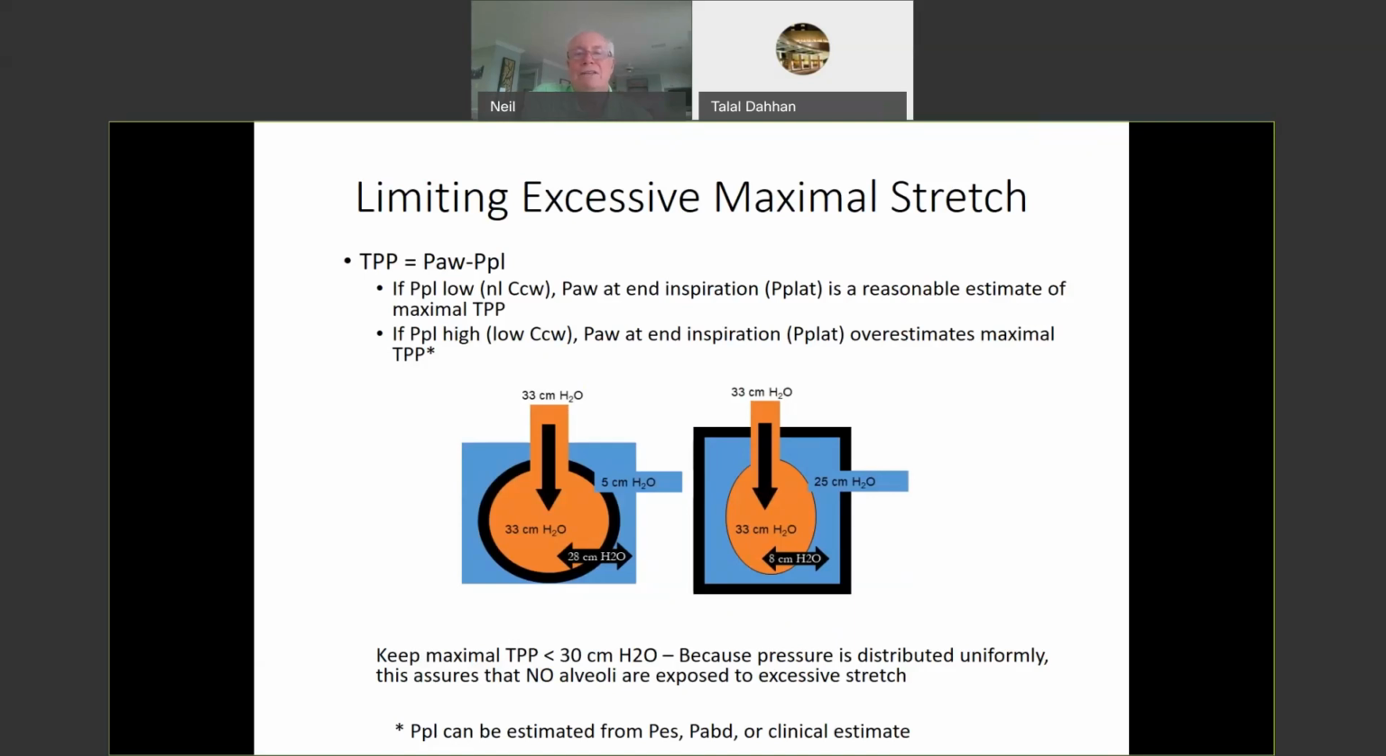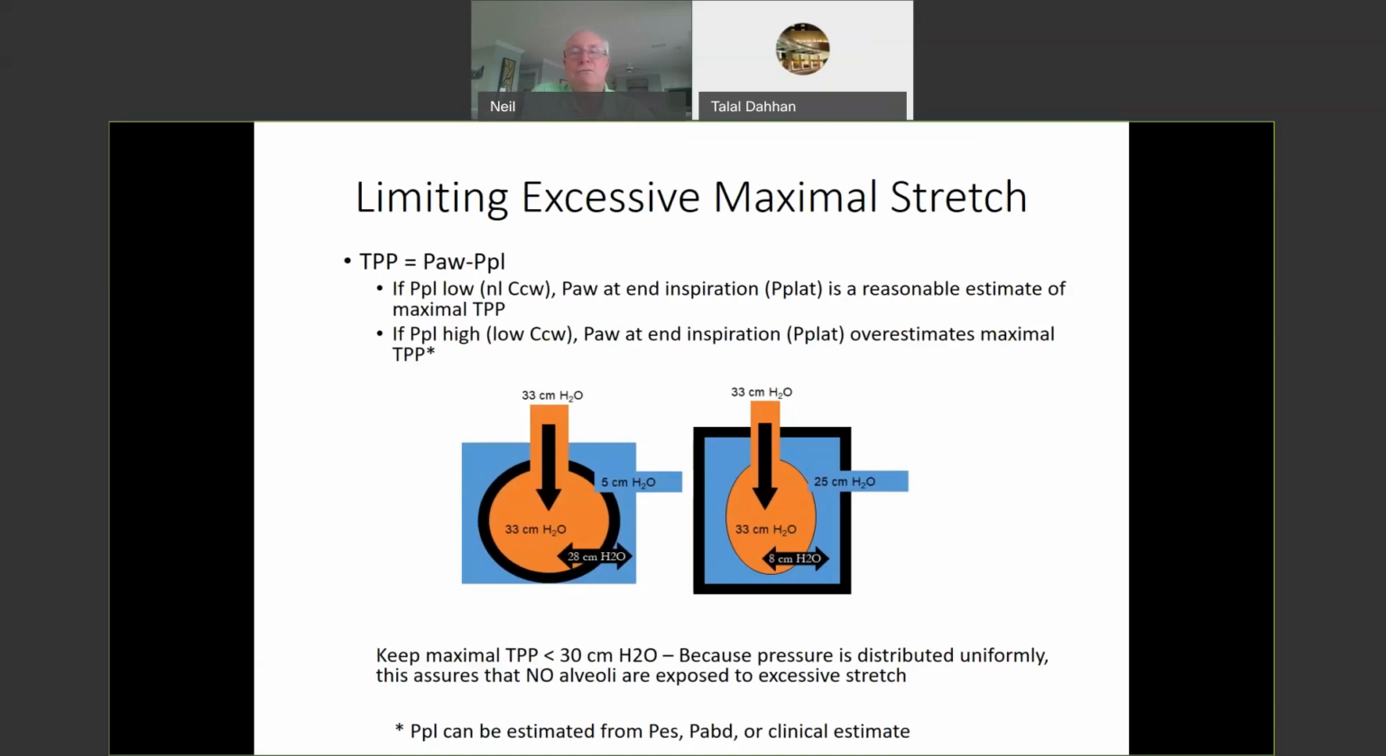On the right, we've got the opposite, somebody with a very bad chest wall. In this case, the 33 centimeters of water, not much of that pressure is needed to distend a compliant lung. Most of that pressure is being used to expand the chest wall. And our transpulmonary pressure here is only 8 centimeters of water. So I want to reemphasize, we want to keep our transpulmonary pressure less than 30. Pressure is distributed uniformly throughout the lung, and that means that there really are no alveoli exposed to excessive stretch when we keep the transpulmonary pressure less than 30.